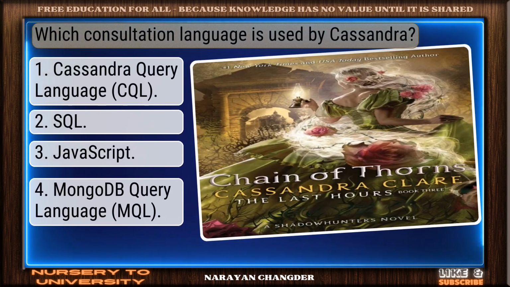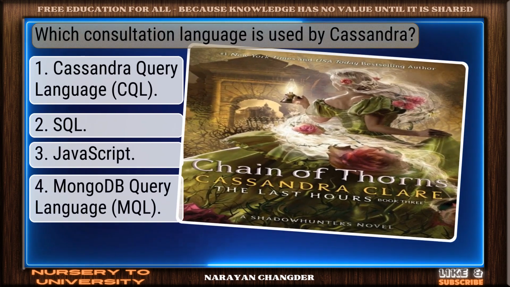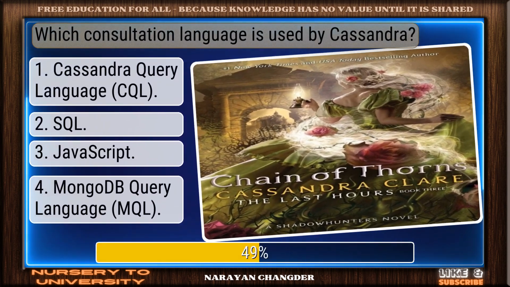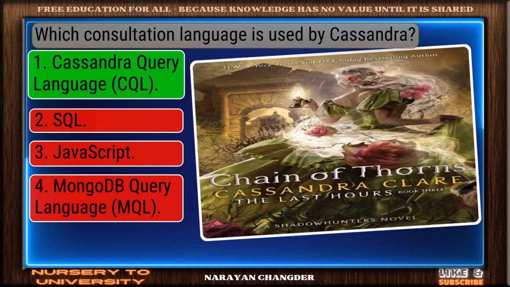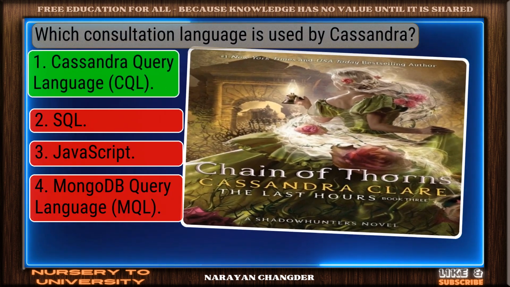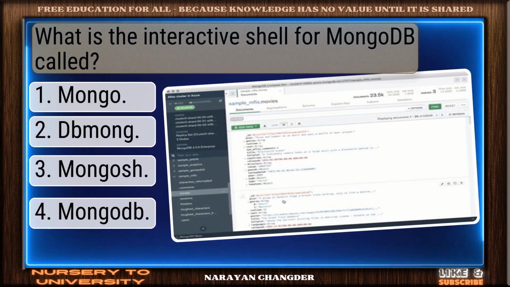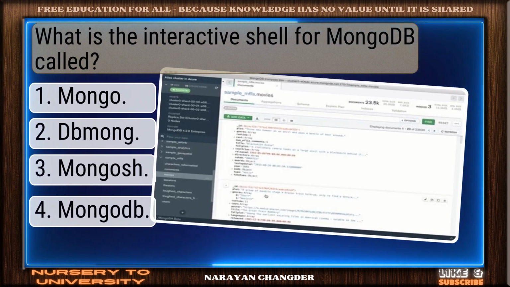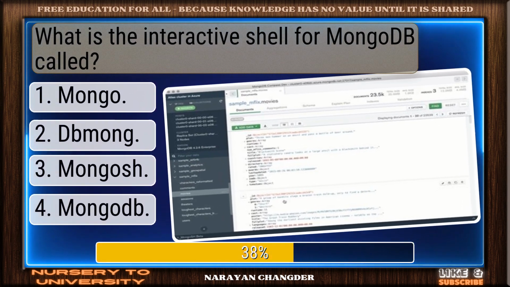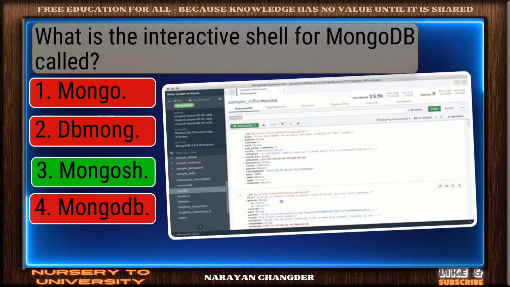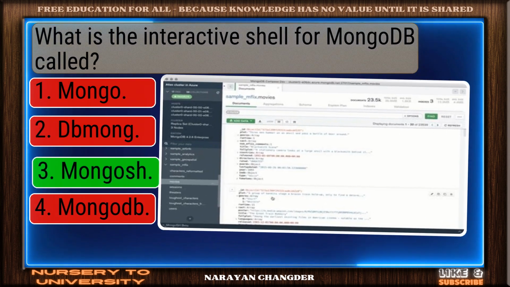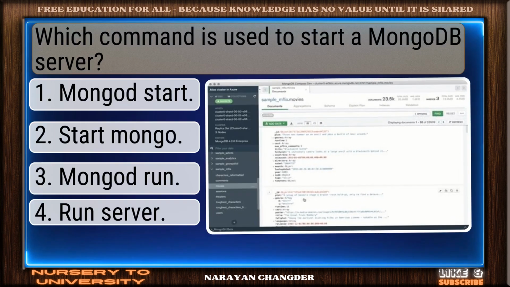Question number 3. Which query language is used by Cassandra? Excellent. Cassandra Query Language is a brilliant choice. Question number 4. What is the interactive shell for MongoDB called? Solid response. Mongosh is a valid choice.